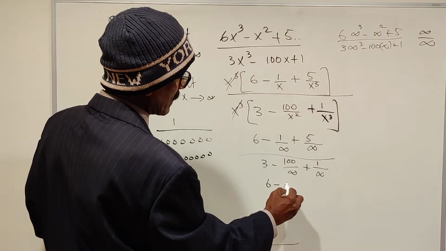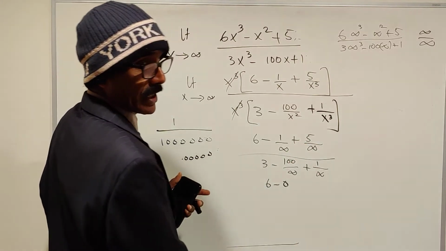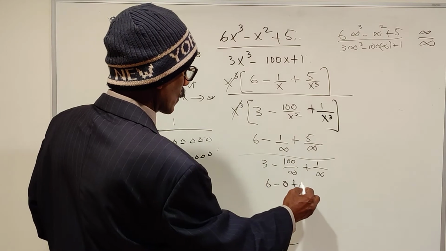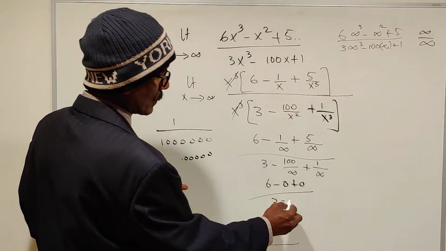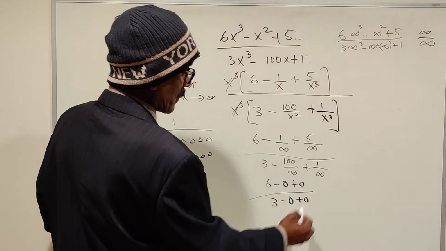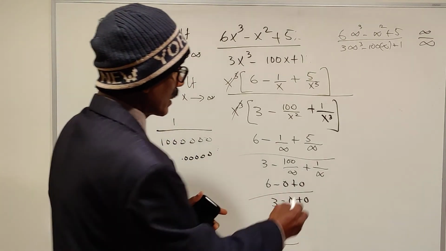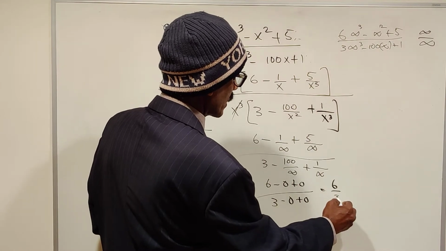6 minus 0, 5 divided by infinity is also 0, plus 0, divided by 3 minus 100 divided by infinity, which is also 0, plus 0. So the answer is 6 divided by 3. 6 divided by 3 is 2.